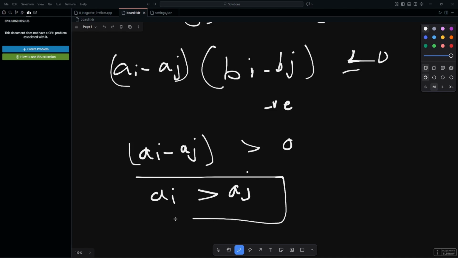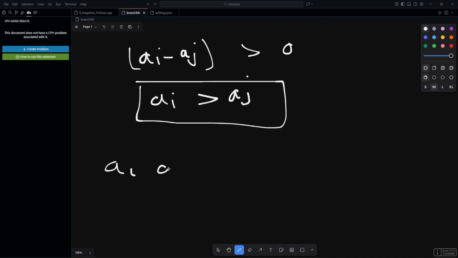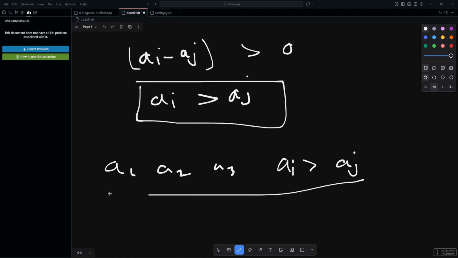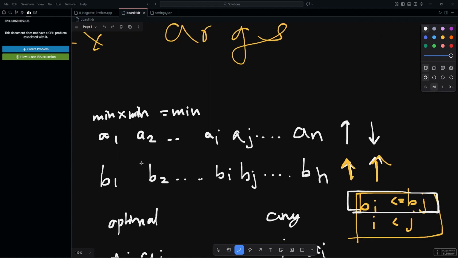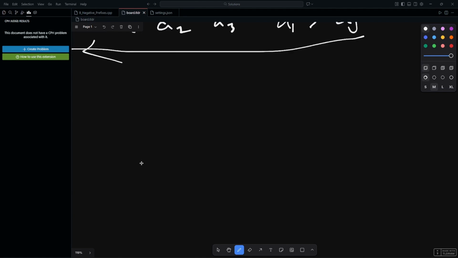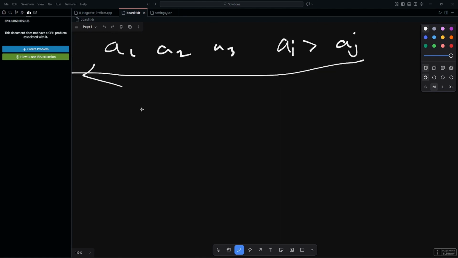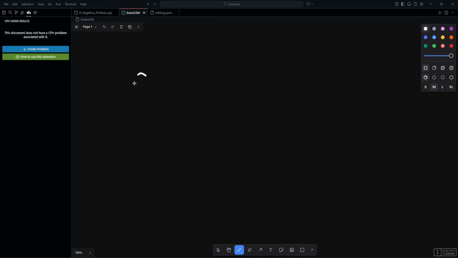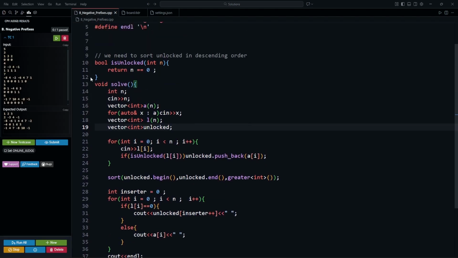What does this mean? That means there exists this sequence A1, A2, A3, and so on, and if AI is greater than AJ, that means this whole thing is descending sorted. That's what we derived. That means to get the optimal answer, to get the minimum dot product, the A vector should be sorted in descending order, and the B vector should be sorted in ascending order. This is what we have derived. Is that clear?